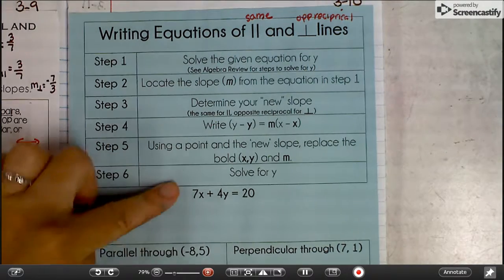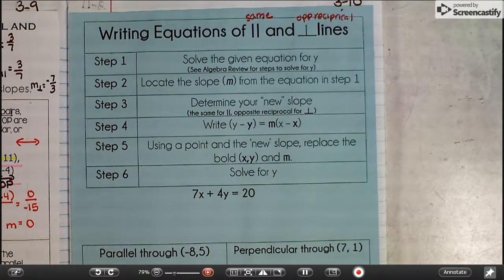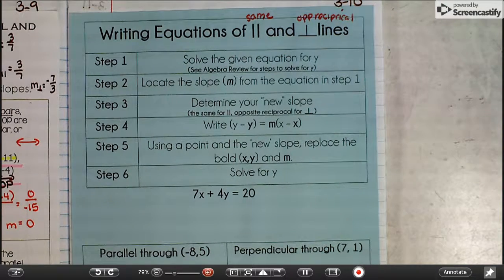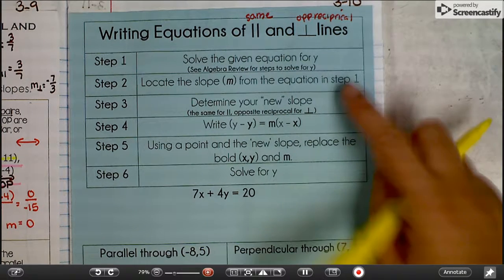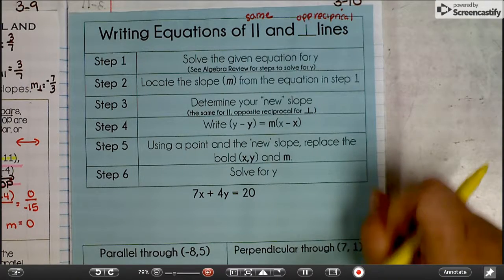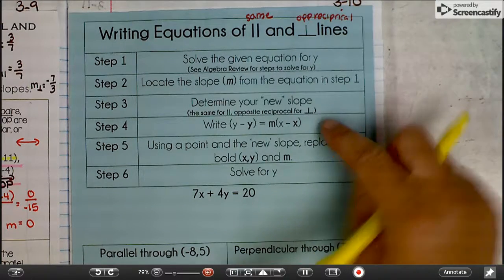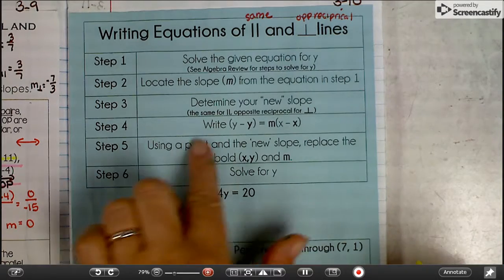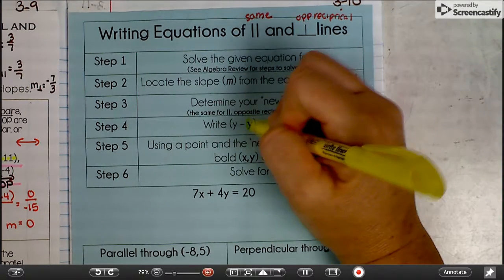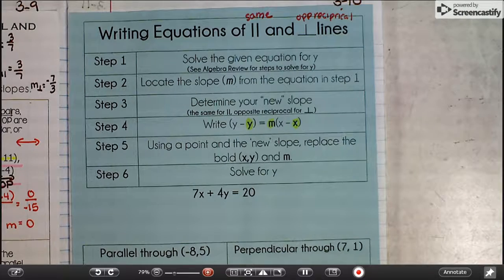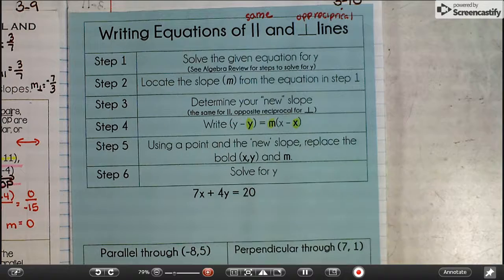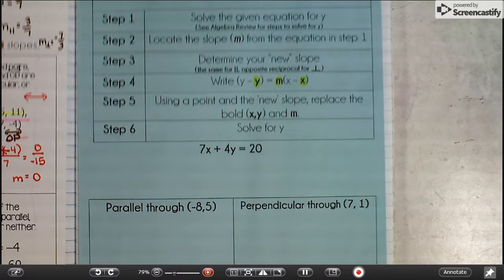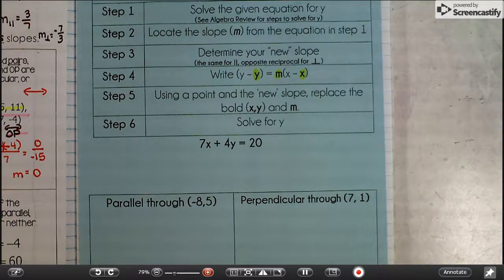These steps are written out for you. You can read them yourself, but step 1, solve the given equation for y. I gave some examples of that in the last one, and we'll do an example here. Locate the slope from your equation in step 1. Determine your new slope. Write this. Don't skip the step of actually writing this out. And you may notice that we have some bold things. Those are the ones we're replacing. Using a point and the new slope, replace the bold things and then solve for y. The steps themselves are not super crazy hard. It's just remembering what to do that gets tricky.